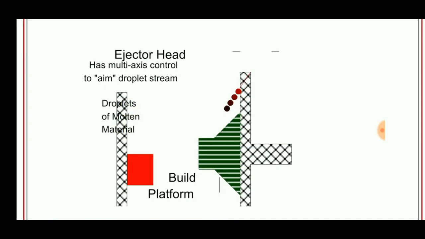Today we are going to discuss ballistic particle manufacturing. It is one of the technologies of solid freeform manufacturing, which comes under 3D printing or rapid prototyping. So let's get into this video.